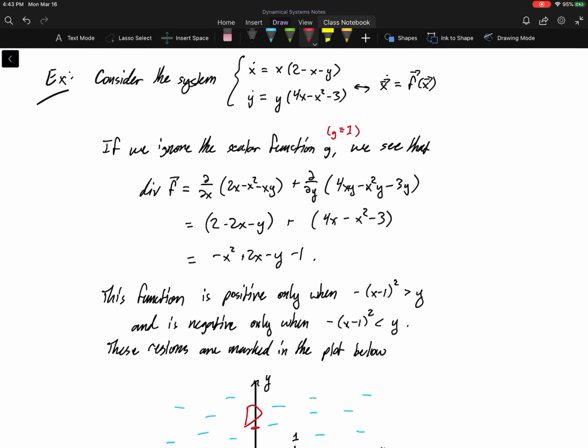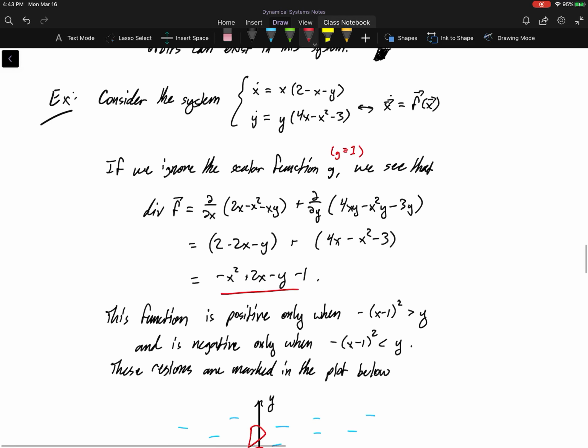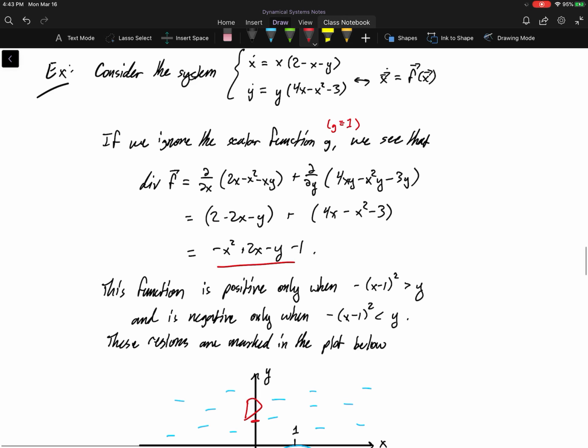And notice that this function has a divergence, or the vector field has a divergence that comes out to this. You can check that on your own. I highly recommend that you do. And this function is positive only, right? We notice that there's a perfect square sitting in here, right? Negative x minus 1 squared. So the divergence is positive only when y is less than negative x minus 1 squared. And it's negative for exactly the opposite inequality.